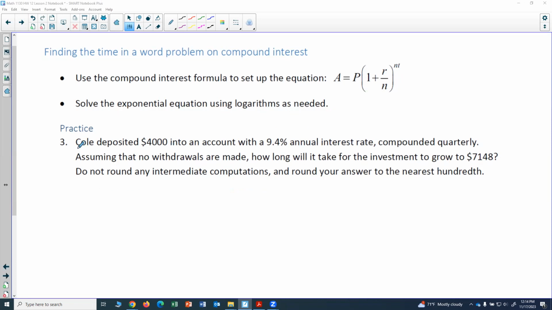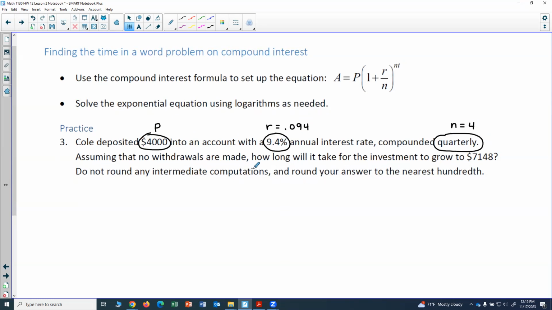In our example, we're told that Cole deposited $4,000 into an account with a 9.4% annual interest rate, compounded quarterly. So let's pick out the pieces that we know. We know that our initial amount was 4,000, so that will be our capital P. And 9.4% annual interest rate will give us r, and we want r written as a decimal, so 0.094. And compounded quarterly means that it's 4 times per year, so n equals 4.